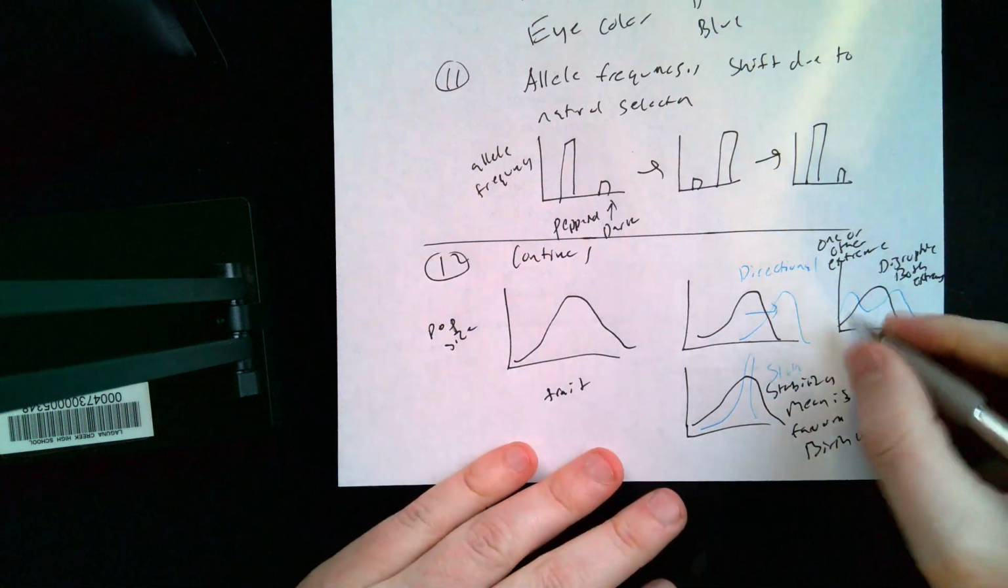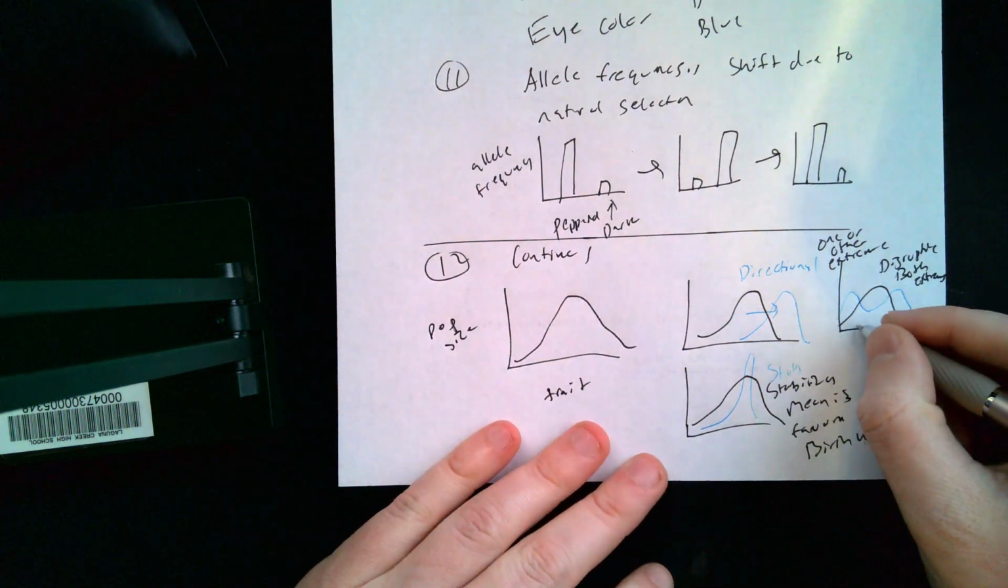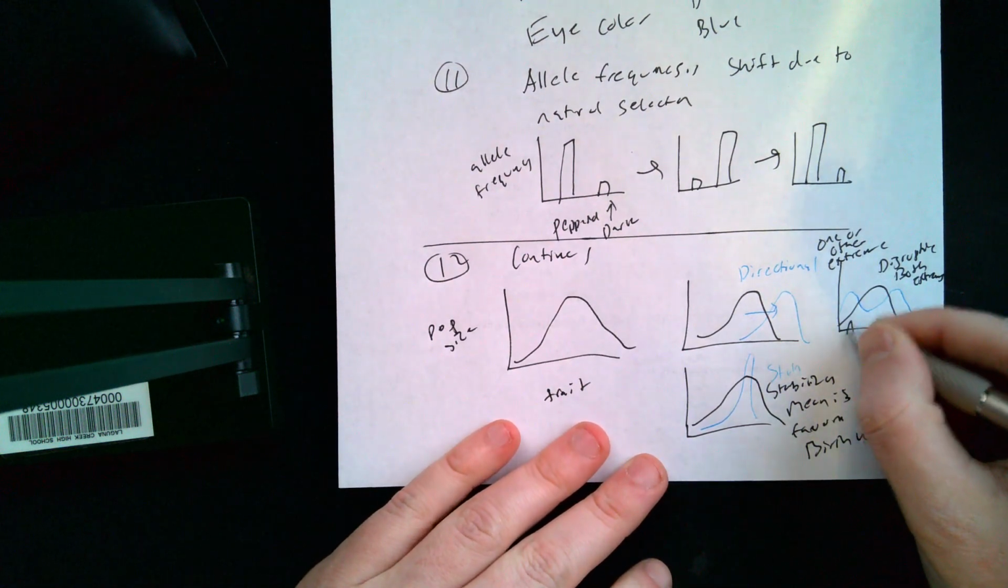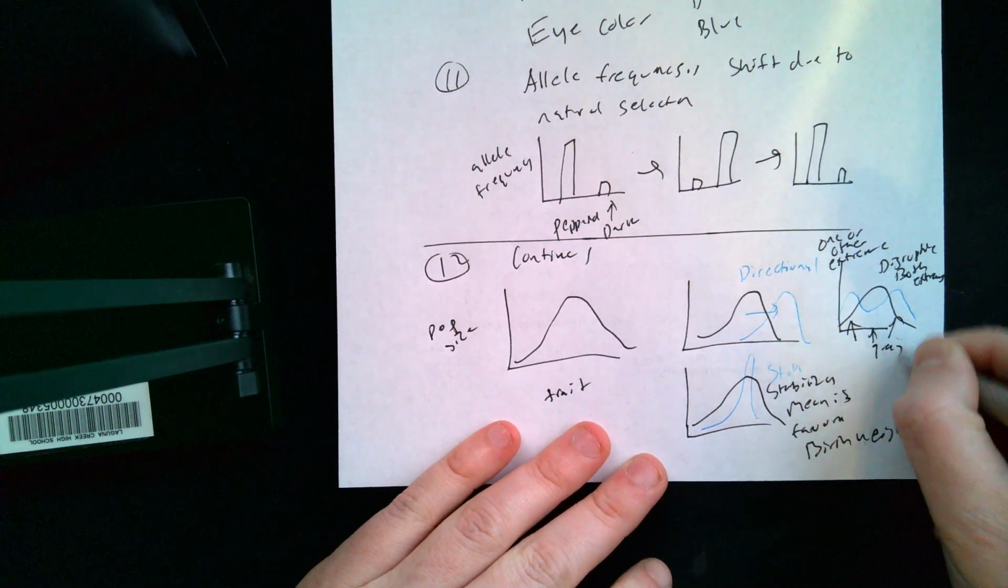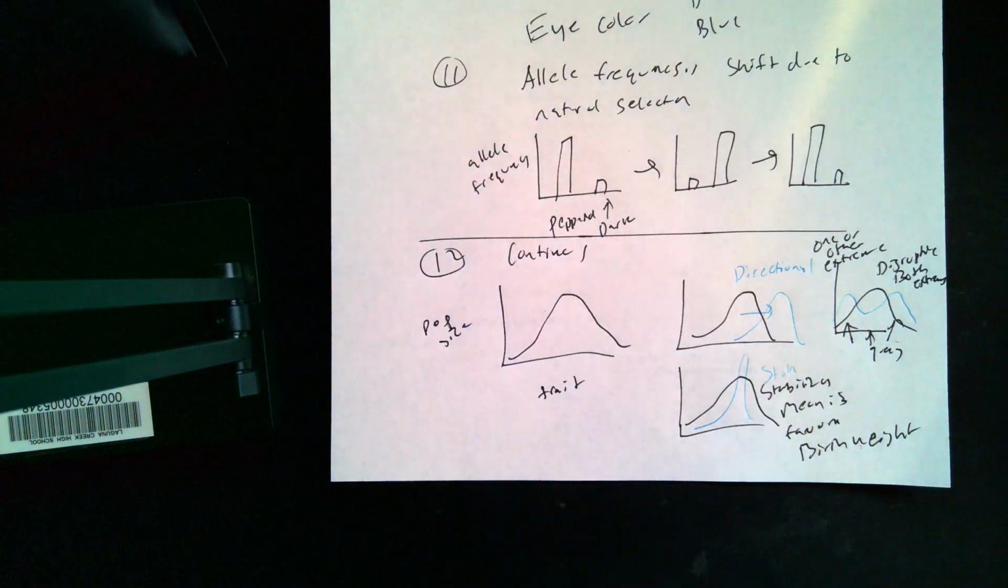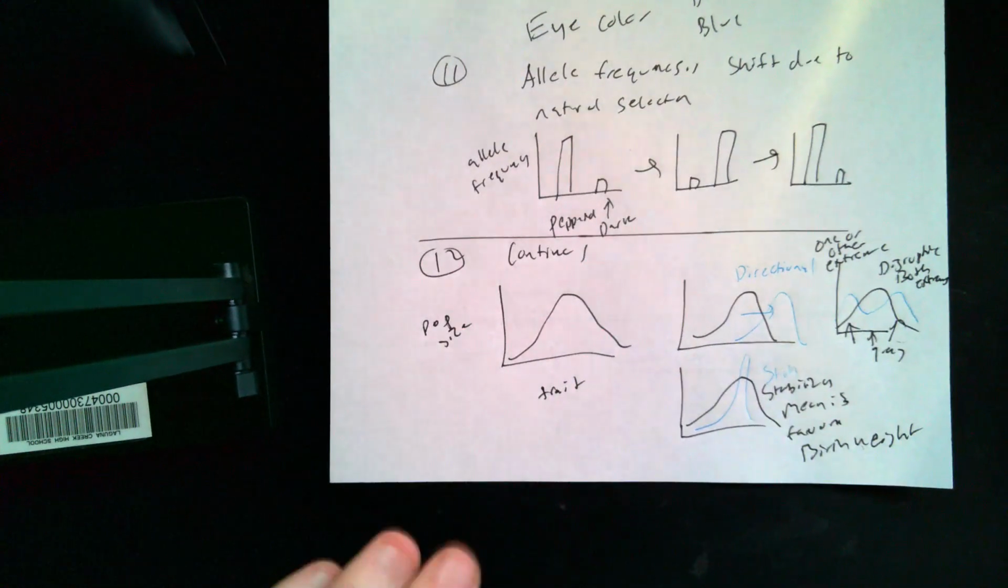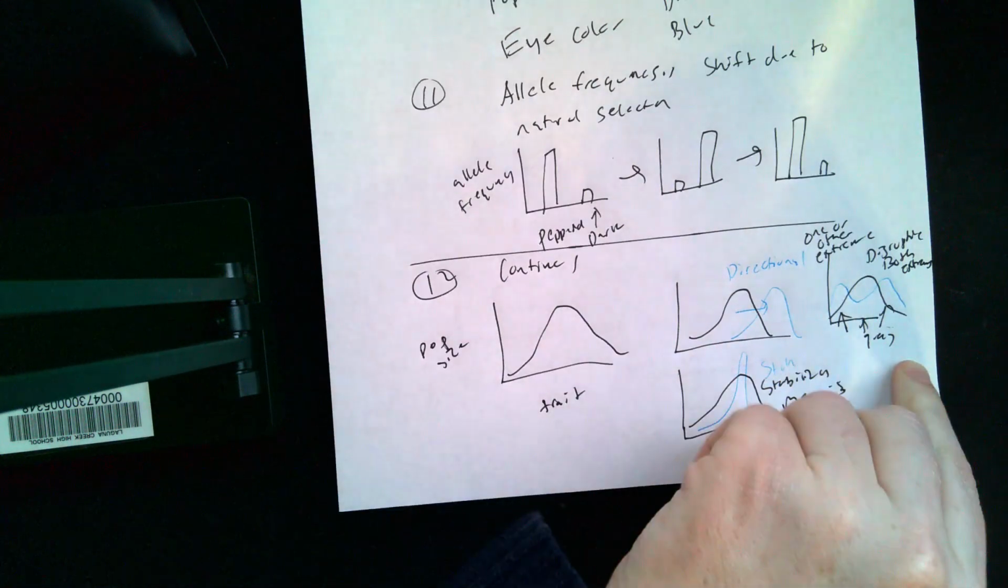Disruptive, one of the only ones that I can think of, and it's not a super good example, is these mice that live in a white sand beach and a black sand beach. And so the gray ones die, but the white ones and the black ones survive. That is directional, disruptive, and stabilizing selection.